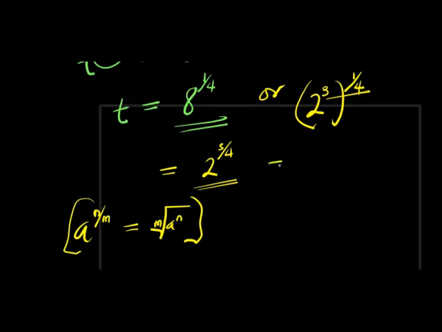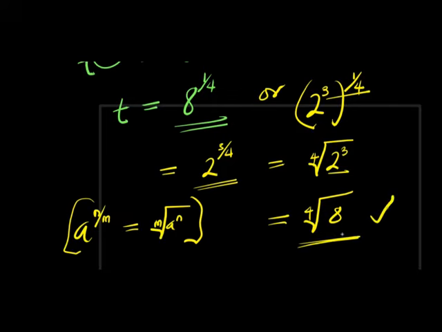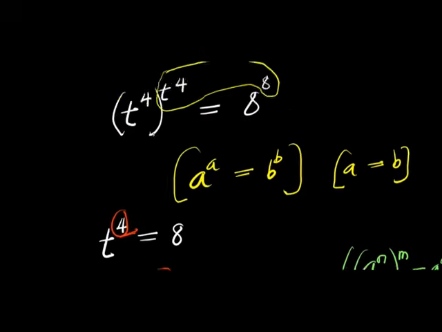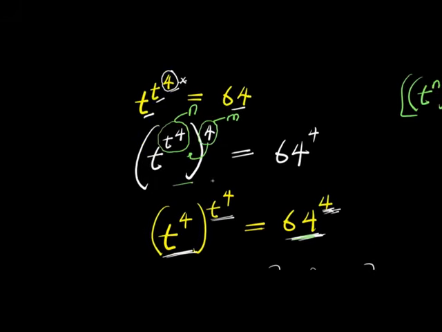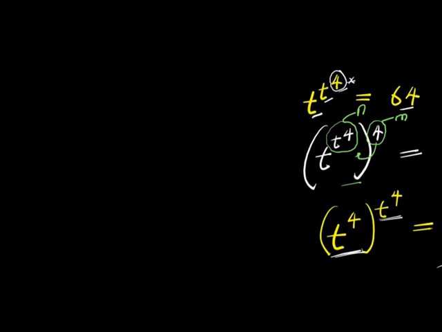So this will simply be the fourth root of 2 to the power of 3. This will give you the fourth root of 2 to the power of 3, which is 8. This is also correct. So ladies and gentlemen, we have gotten our answer in different forms. So we are going to check.